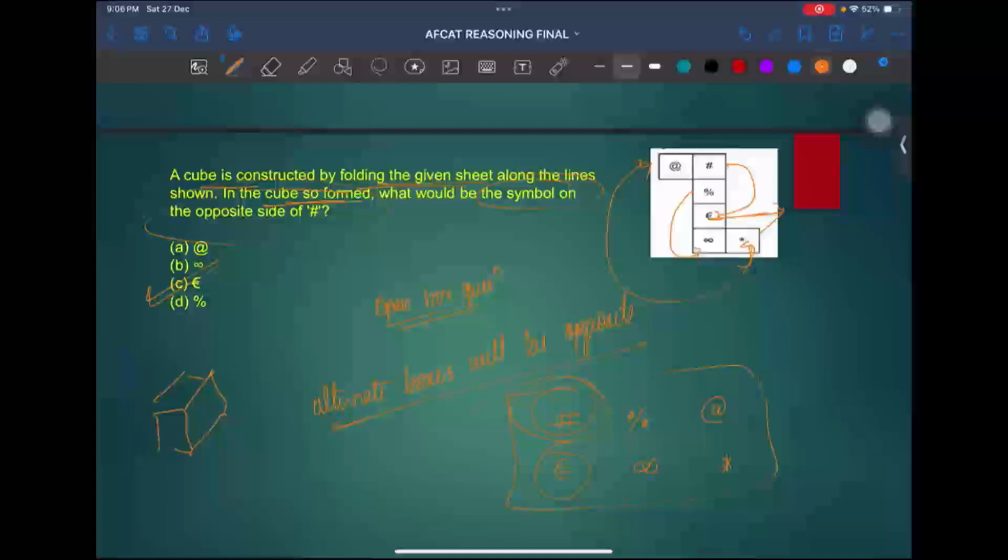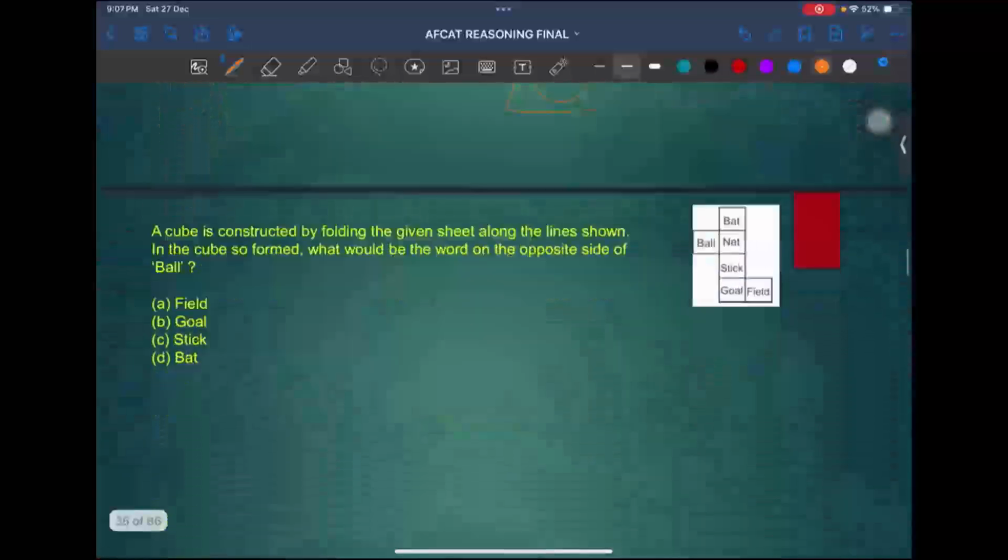So you just need to focus on the alternate sides and start writing it. Like for hash it will be this euro symbol, for percentage it will be the infinity symbol, and for at the rate it will be the multiplication symbol or else star. Okay, so I guess you understood this question. Try to solve this question.